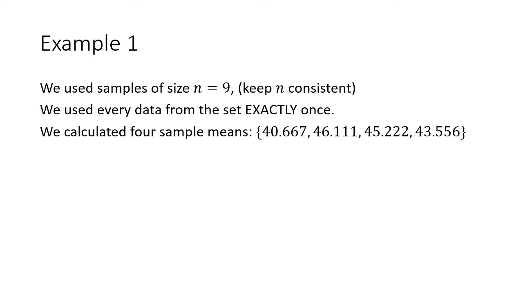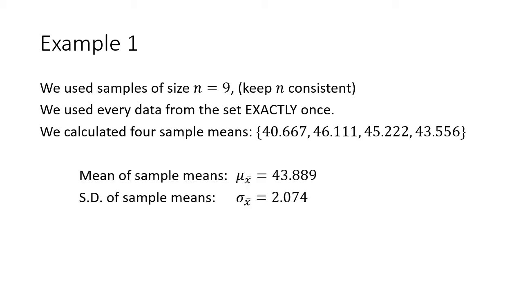So here are the important things. When I calculated all my samples, I kept my sample size at 9. We really do want to keep our sample size consistent with something like this. And I used every single data point from the whole set exactly once. And then those are my 4 sample means, the 4 sample means that we just calculated a minute ago. Let's do a little more statistical analysis on my sample means to help understand my sampling distribution.